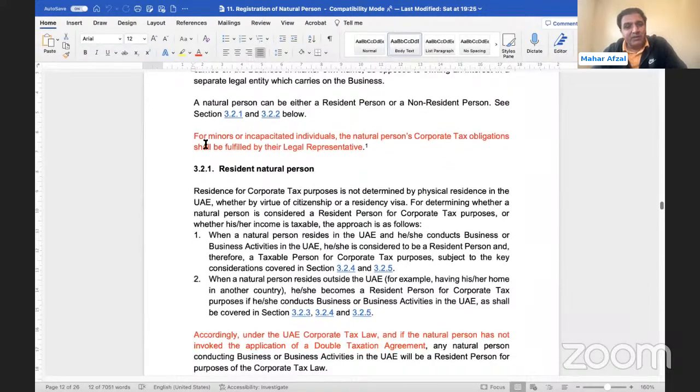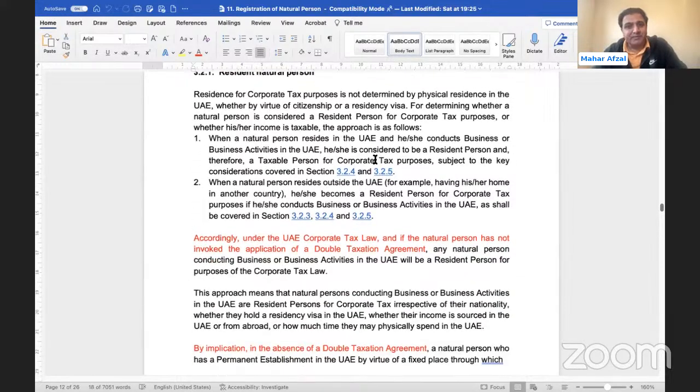For minors and incapacitated persons, this is another good line. Basically, if you are a minor or an incapacitated individual conducting a business as a sole establishment, you will still be liable to register, but the legal representative will be liable to represent you in front of the Federal Tax Authority.